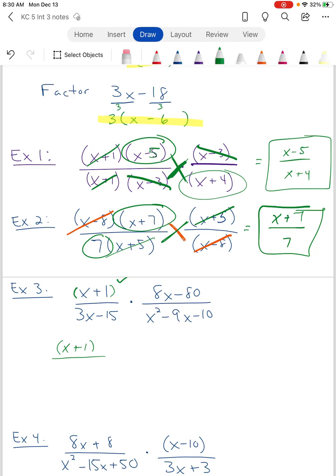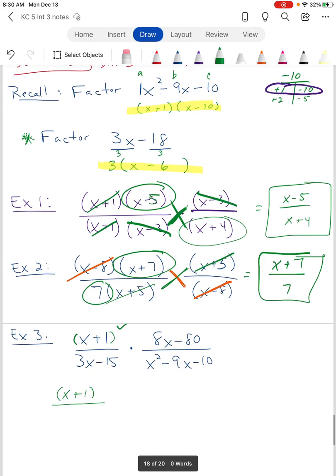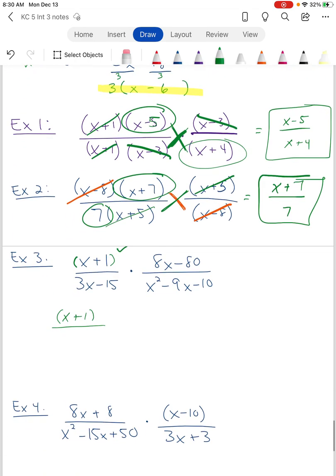So I need to see what I have in common between those two terms. It is like the second problem we did in the beginning. So 3 and 15, they are both divisible by 3, and I have x minus 5 left over. Same thing with the 8x minus 80. The number that I have in common would be 8. So if I divide both of those terms by 8, I get x minus 10.